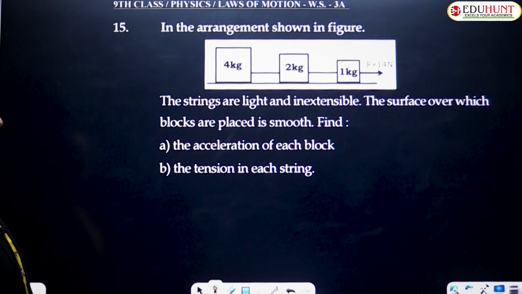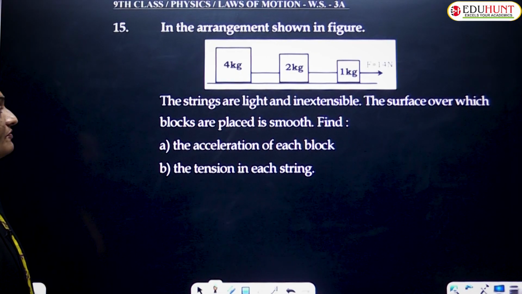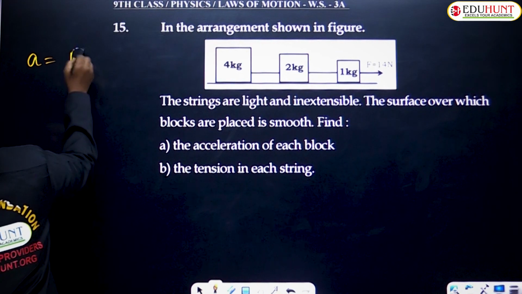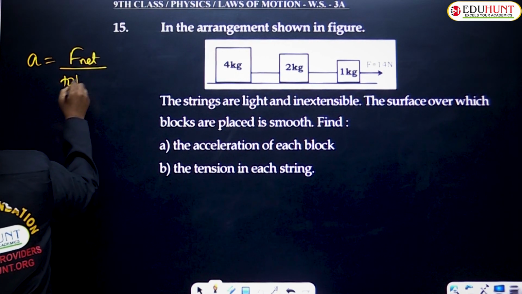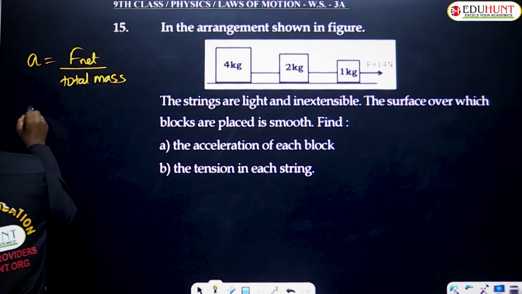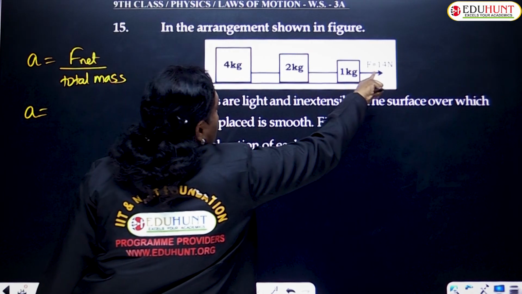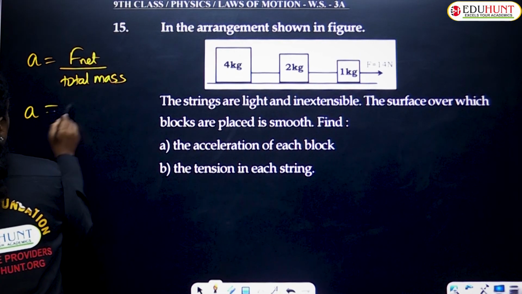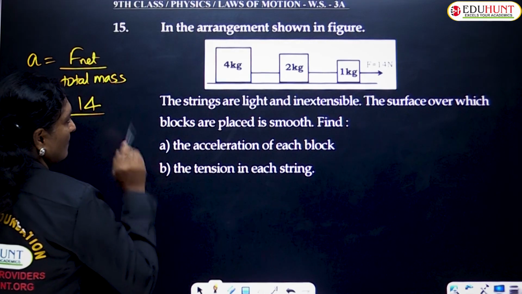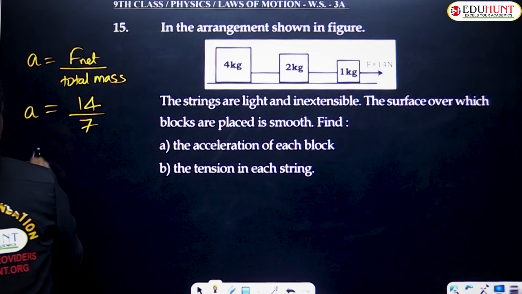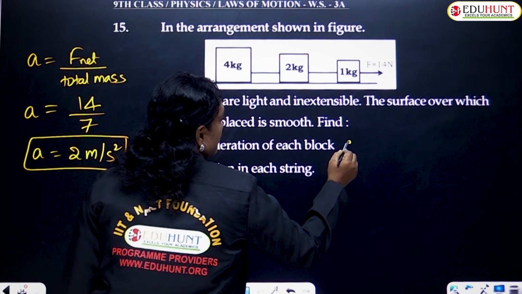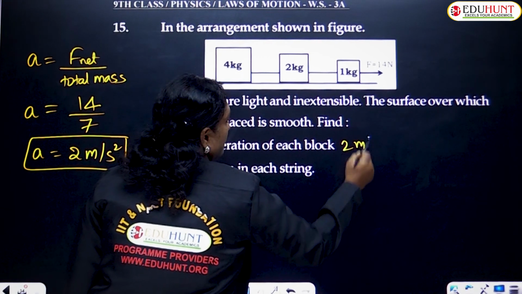Here we go. In the arrangement shown in figure, the strings are light and inextensible. The surface over which blocks are placed is smooth. Well, A is equal to F net upon total mass. So A is equal to, what is the net force? All blocks are pulled with some force. What is the total force with which all blocks are moved, children? That is 14 Newton upon total mass is 4 plus 2 plus 1. Here it is 7 kg. Our acceleration is again 2 meter per second square. So what was the acceleration of each block, children? It was found to be 2 meter per second square.